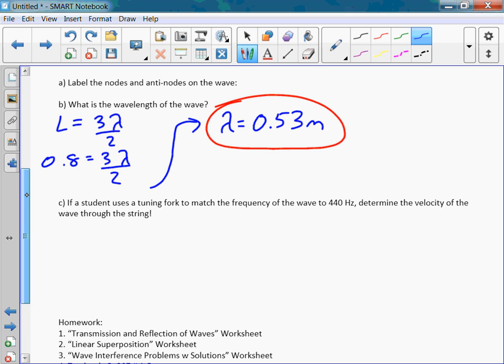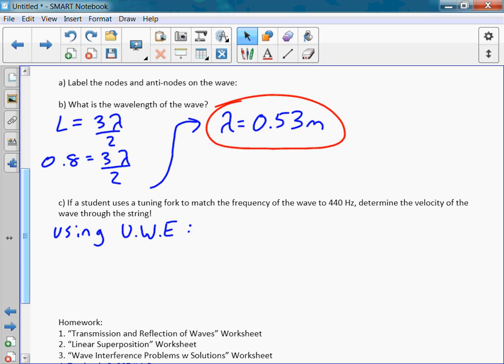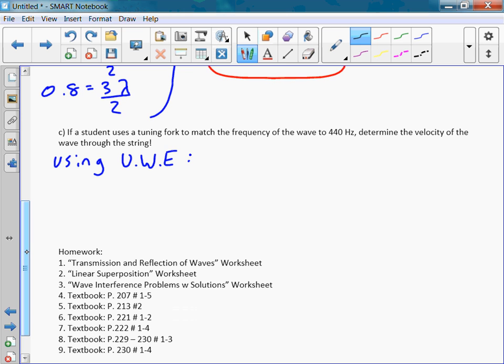And lastly, a student measures the frequency of the wave to be 440 hertz. To determine the velocity of the wave through the spring, we have to go back and use the universal wave equation. What's the universal wave equation? Let's go with Amanda. That's a kinematics equation. Come on now, Amanda. Okay, you're right. v equals f lambda.